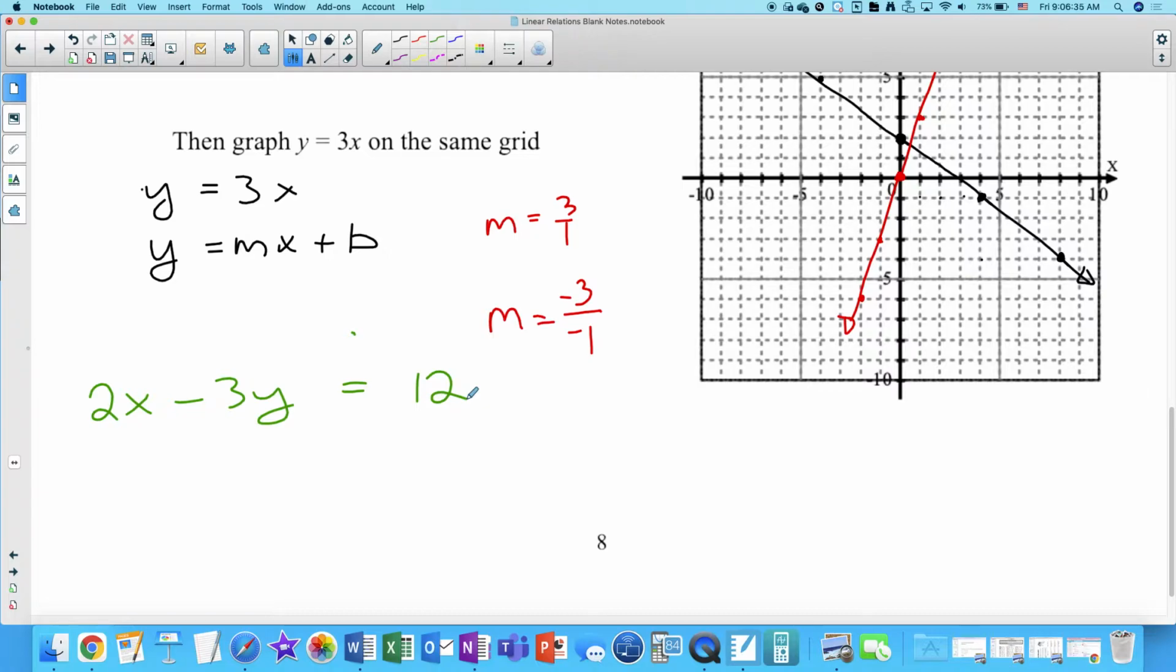No? Okay. All right, so I'm going to maybe subtract 2x from both sides so that I just have the y term by itself, right? So this goes away and I have negative 3y equals negative 2x plus 12. Okay, and then what would we do to isolate y?